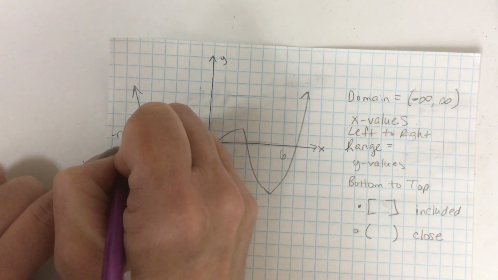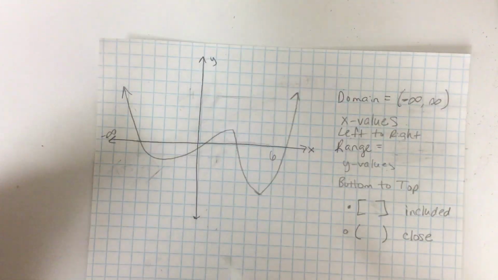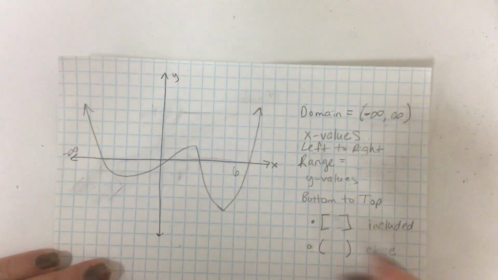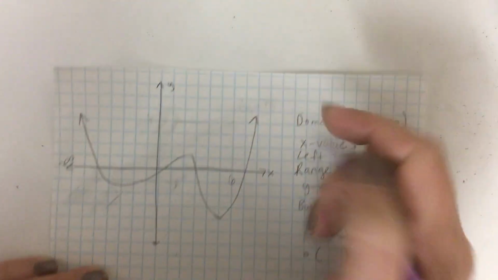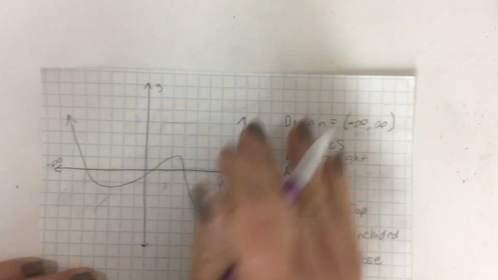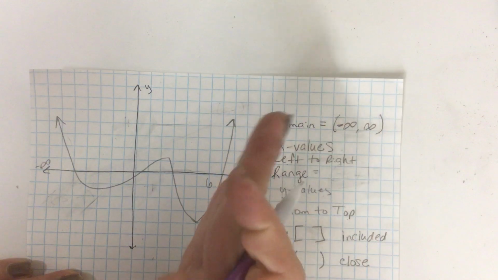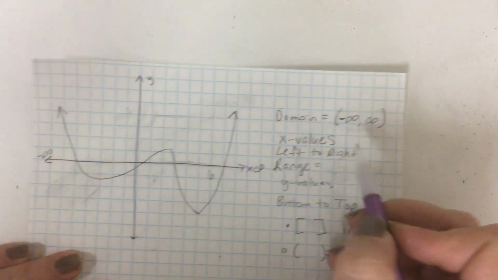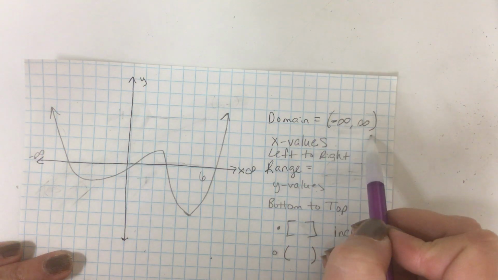So -infinity is out here. It's like the biggest number, and there is no biggest number. So we have a symbol for it. Same thing here. This looks like it's going up, but it's also going slightly to the right a little bit. So my domain is negative infinity to infinity.